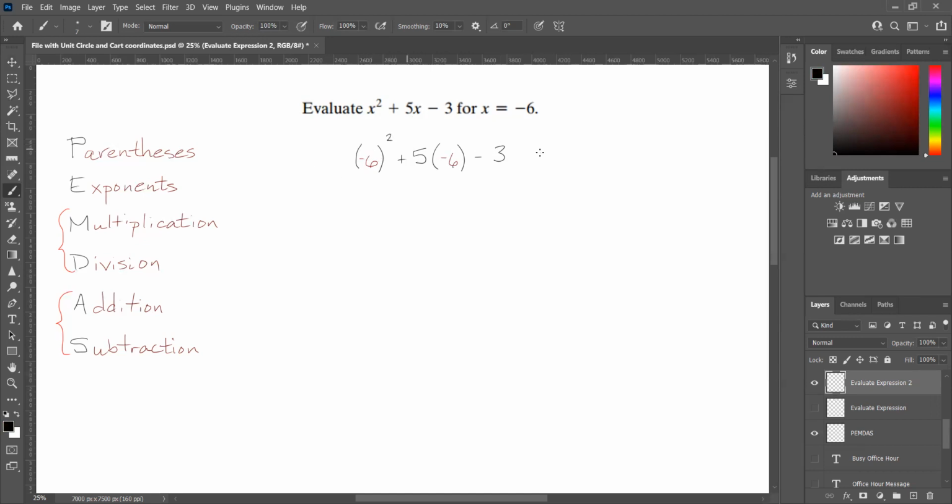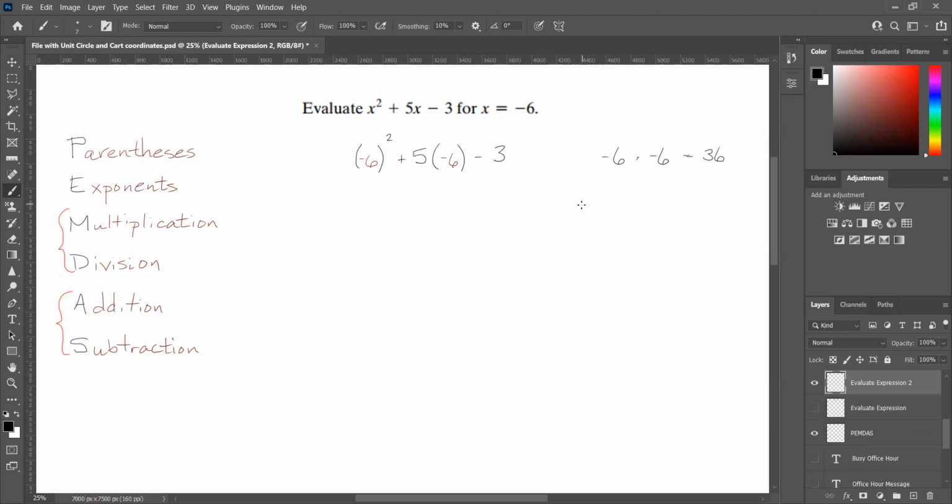Now, I've got negative 6 squared, and recall that the exponent says I take that many of that base number, so there are 2 of those, and I multiply those together. A negative times a negative is a positive, and 6 times 6 is 36. So negative 6 quantity squared is 36.